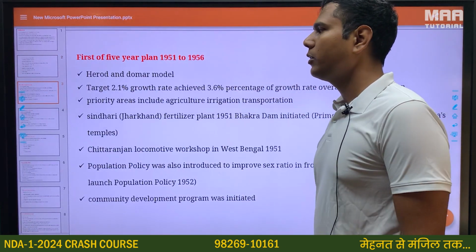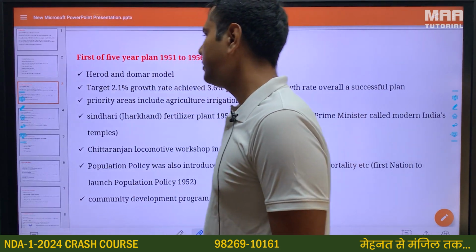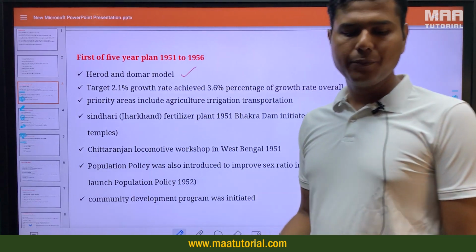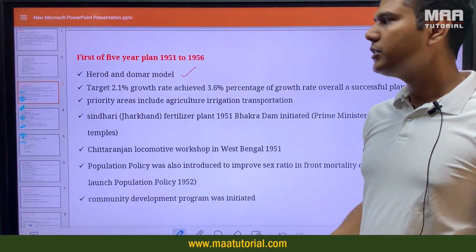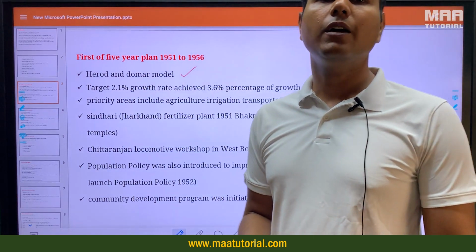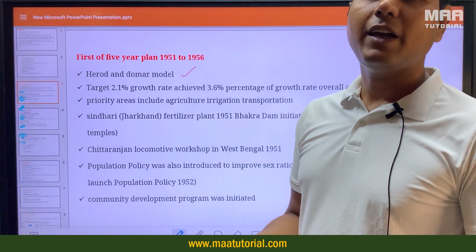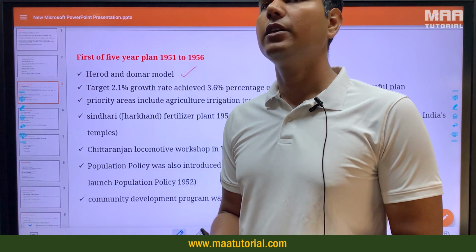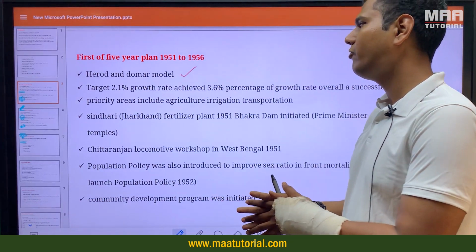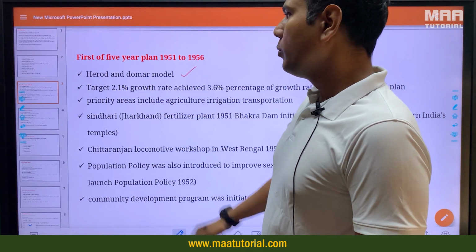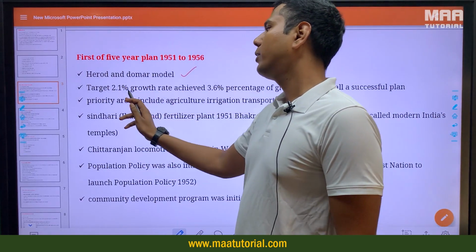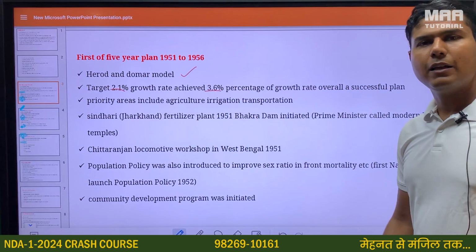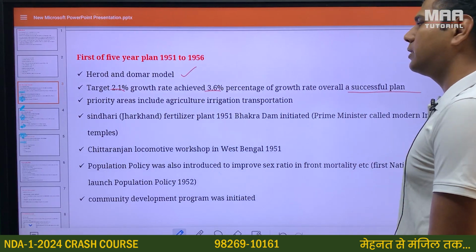So let's discuss the most important points of the first 5-year plan. See, it is called the Harrod-Domar model. The names of models are very frequently asked in your examination. I have seen a recent question wherein the name of the second 5-year plan was asked in the examination. So let's also cover the name of the 5-year plan, so that we don't miss out on marks which we can fetch easily. Harrod-Domar model. The idea was that we'll have a 2.1% growth rate, and we achieved a 3.6% growth rate, which shows that the plan was highly successful. So it was an overall successful plan.